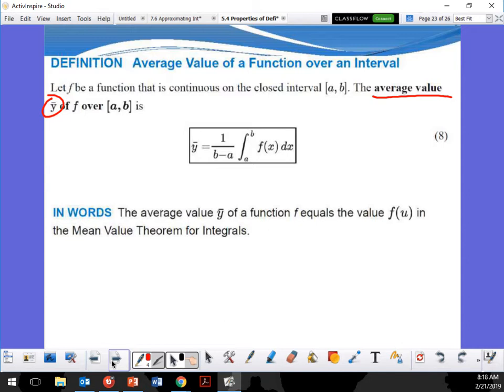Anyway, the average value y bar of a function f is equal to the value of f of u in the mean value theorem for the integrals. So, average value, this is important. This is also on that flashcard that I told you to really pay attention to.